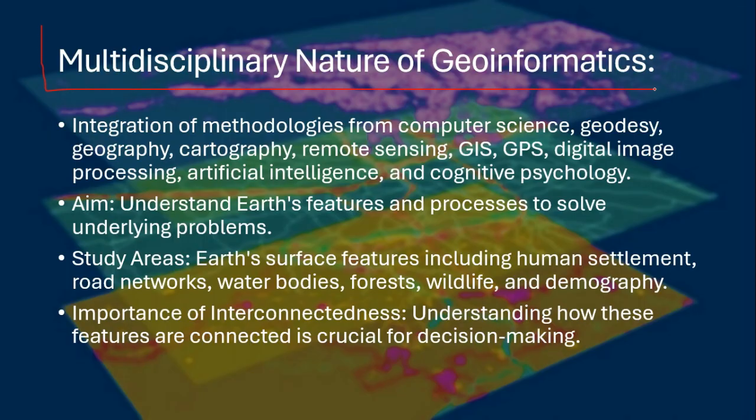Now we will talk about the multidisciplinary nature of geoinformatics and applications of geoinformatics. In our first lecture, we already studied that geoinformatics is an integration of different methodologies. It is a mixture of different domains like computer science, geodesy, geography, cartography, remote sensing, GIS, GPS, digital image processing, AI, and cognitive psychology. Our aim is to understand Earth's features and processes to solve underlying problems. The geoinformatics study area can be Earth's surface features including human settlement, road networks, water bodies, forests, wildlife, and demography, etc. Geoinformatics helps us understand how these features are connected and is crucial for decision making.